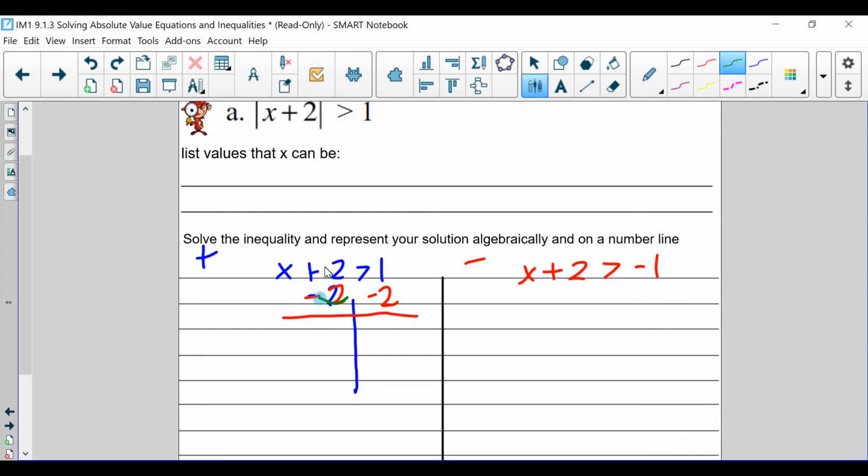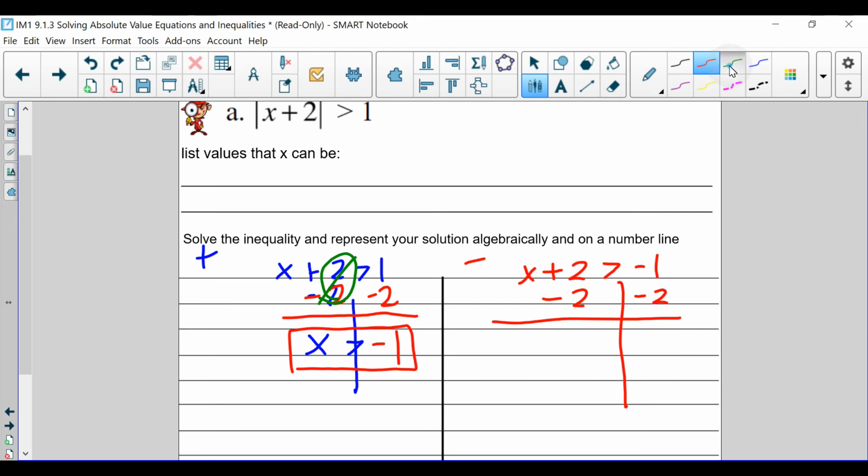This ends up being 0. Then we get x is less than negative 1. That's one possible solution. Then we're looking at the other one where we subtract 2. Then we end up getting x is greater than negative 3.